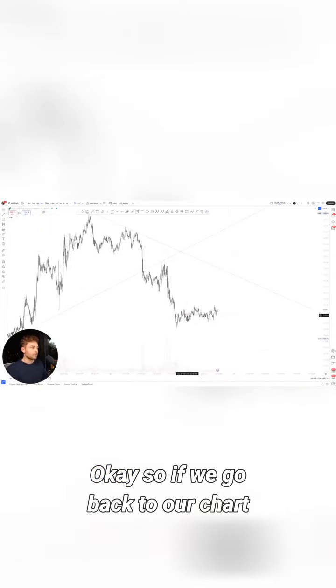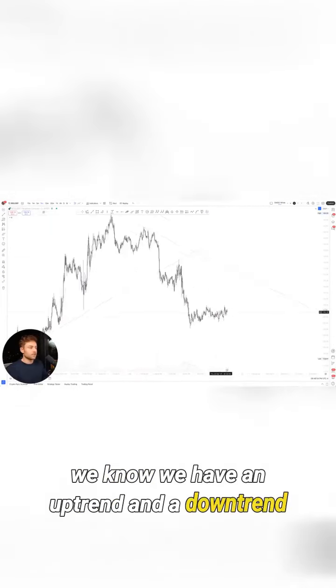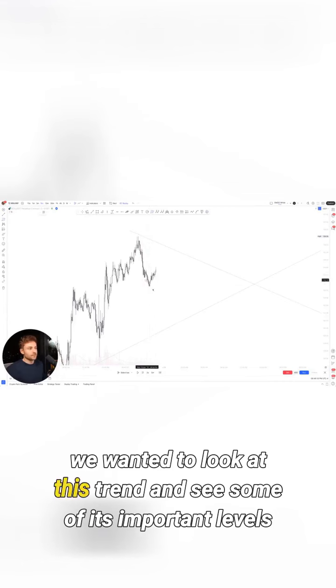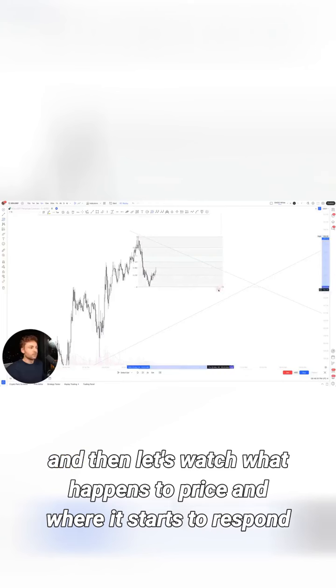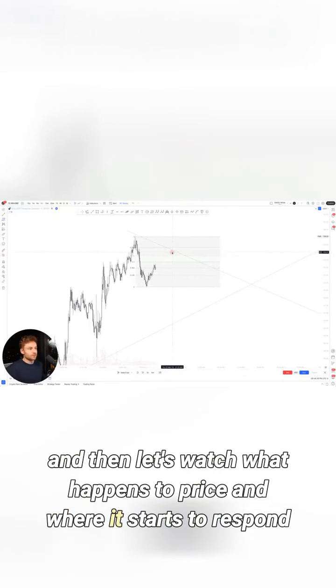Okay, so if we go back to our chart, we know we have an uptrend and a downtrend. So say for example, we wanted to look at this trend and see some of its important levels. We'd click at the high and then go over to the low. And then let's watch what happens to price and where it starts to respond.